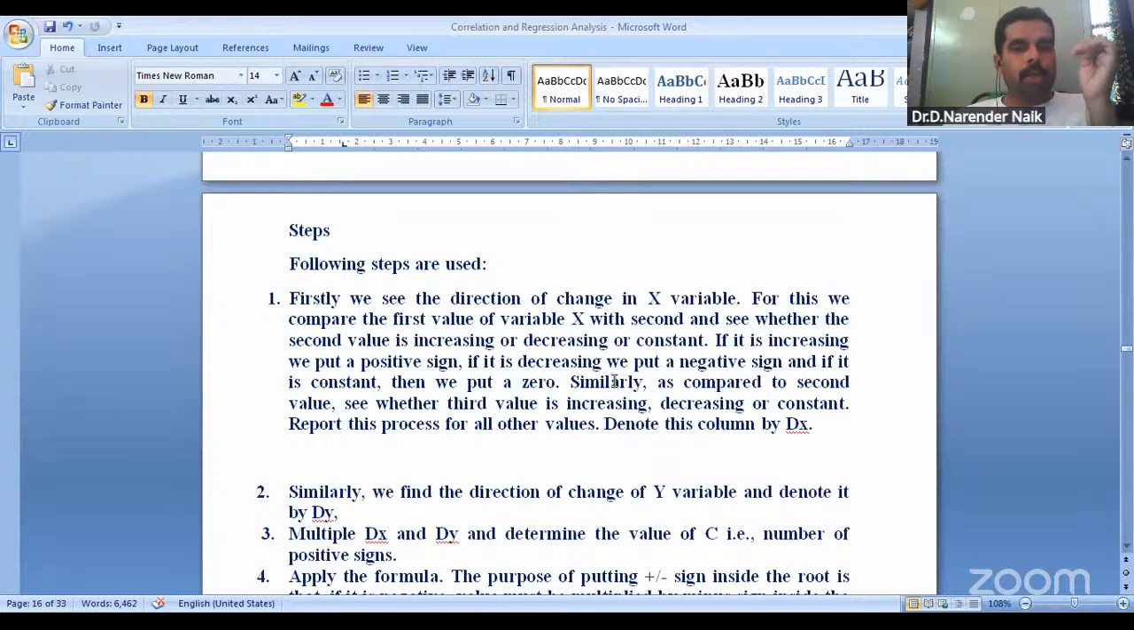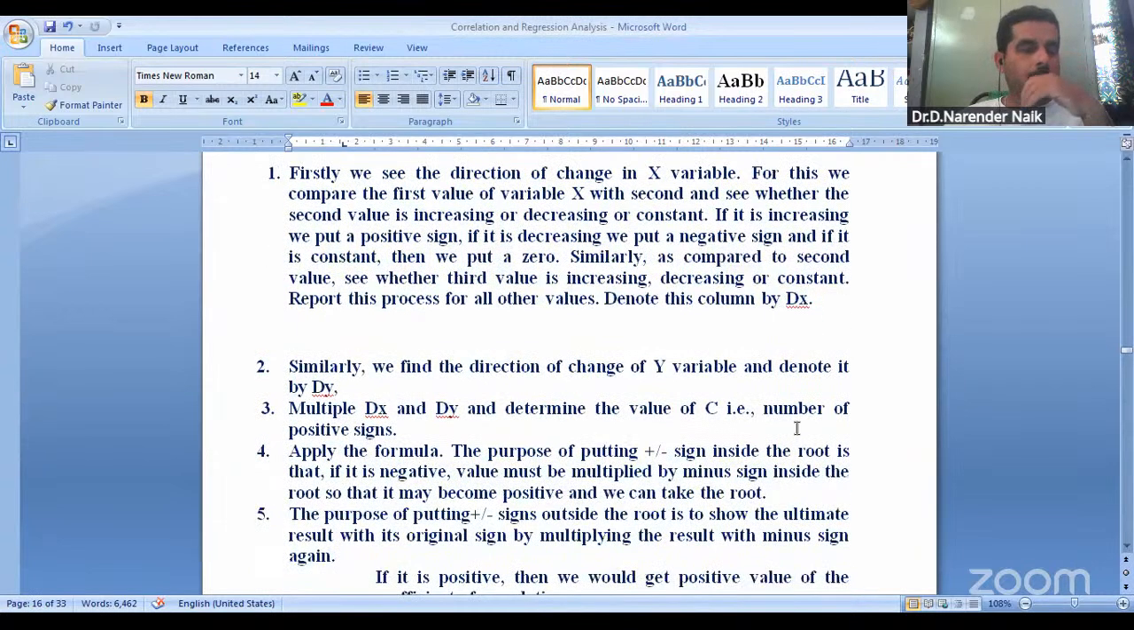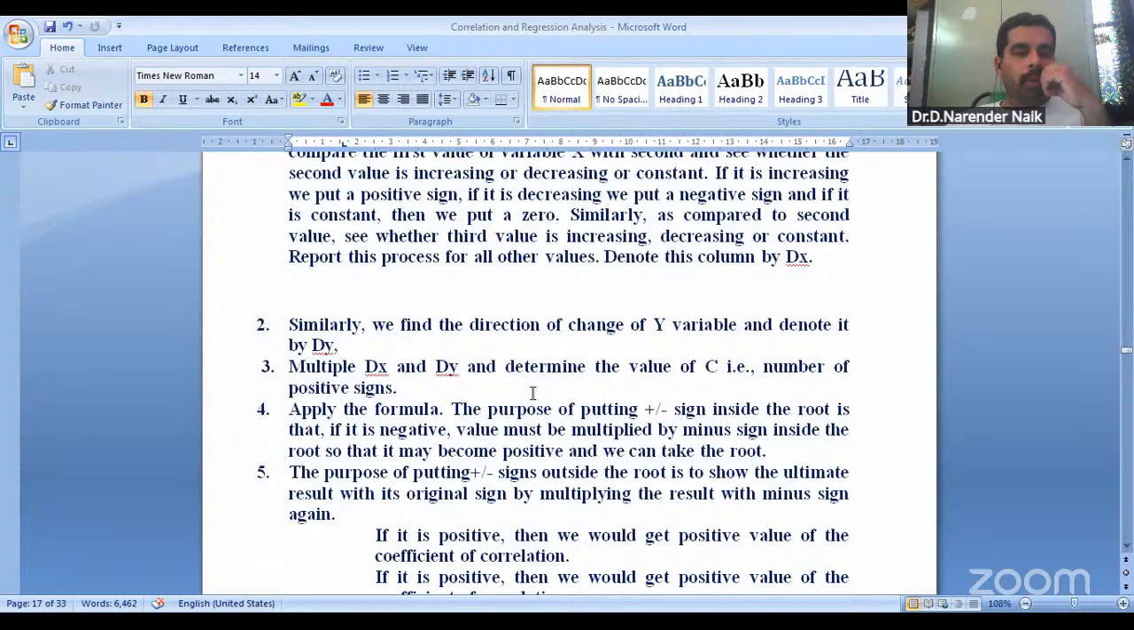Firstly, we see the direction of change in the x variable. For this, we compare the first value of variable x with the second and see whether the second value is increasing, decreasing or constant. If it is increasing, we put a positive sign. If it is decreasing, we put a negative sign. And if it is constant, then we put a 0. Similarly, as compared to the second value, see whether the third value is increasing, decreasing or constant. Repeat this process for all other values. Denote this column by dx. Similarly, we find the direction of change of the y variable and denote it by dy. So these are the steps.